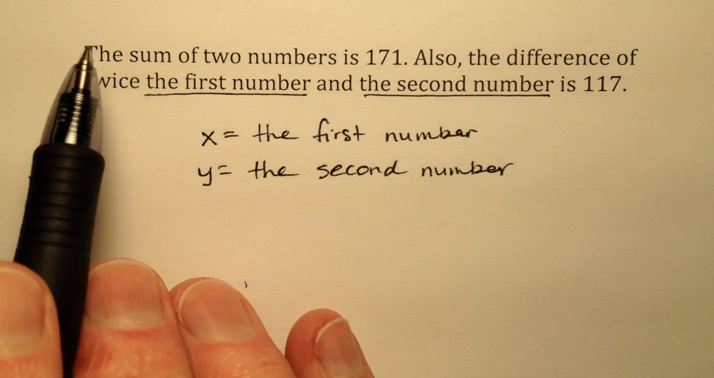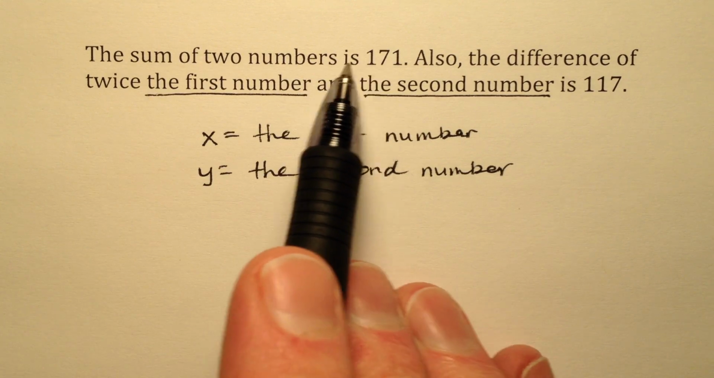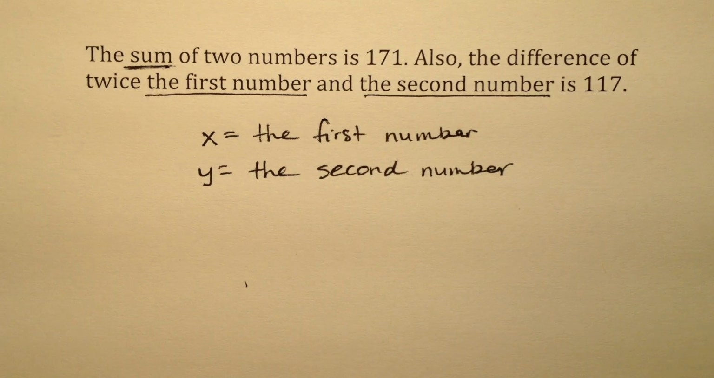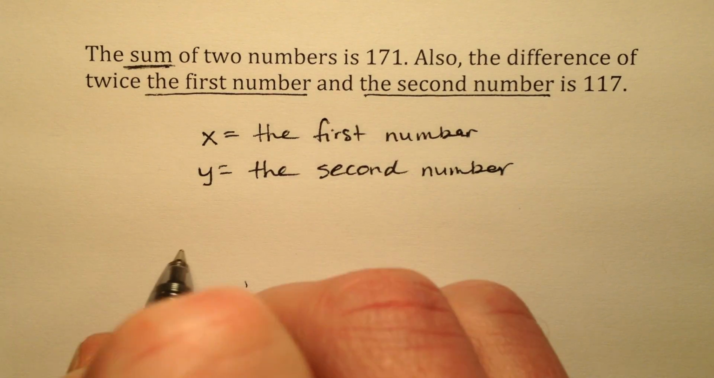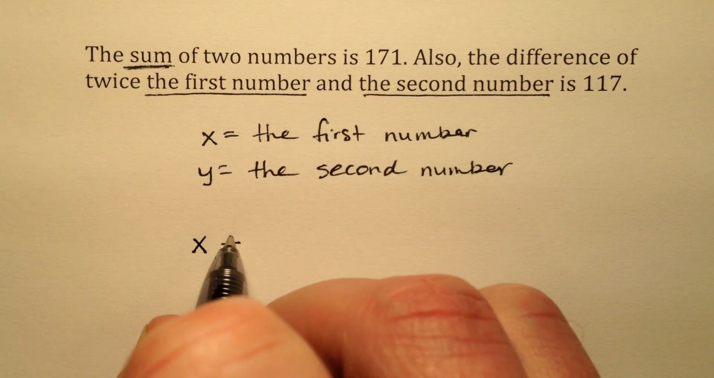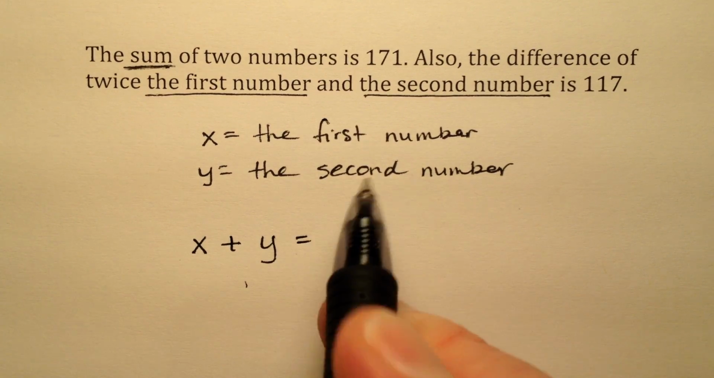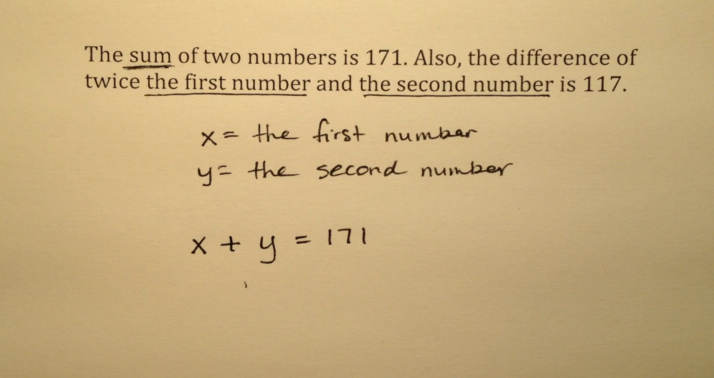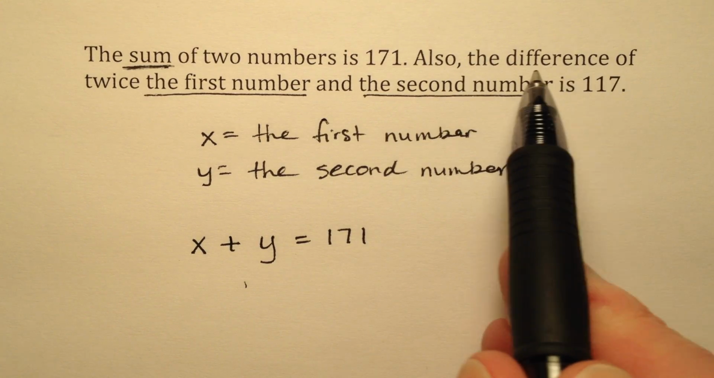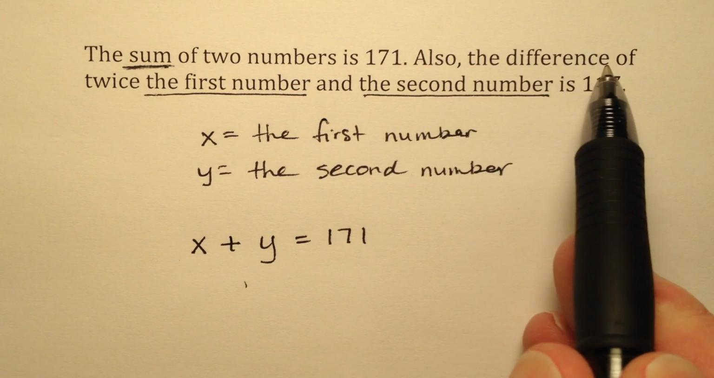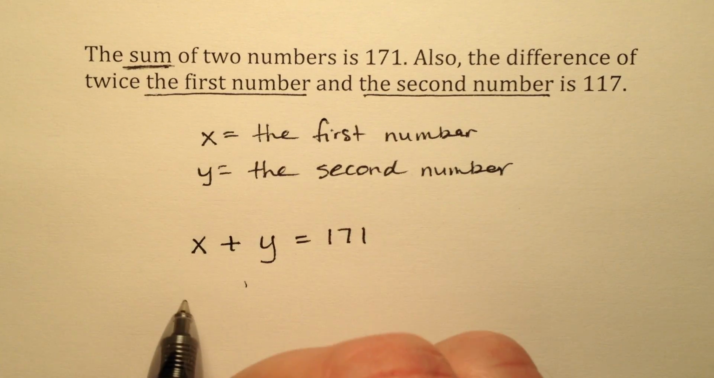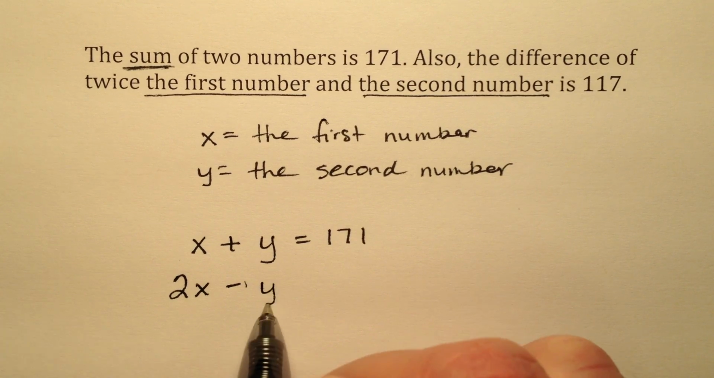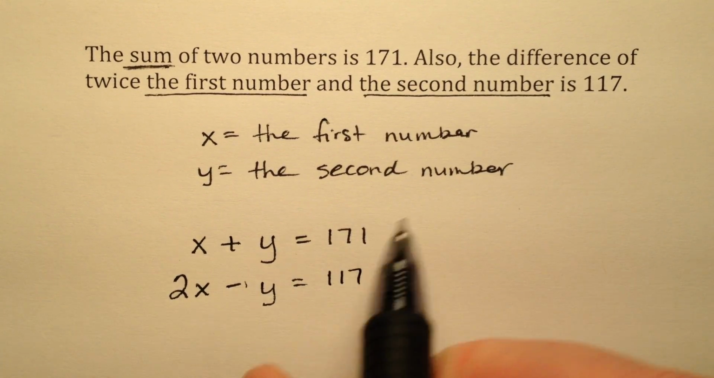So the first one says the sum of the two numbers is 171. So we have this word sum, which means we're adding two things together. So we're adding our two numbers, so x plus y, and the result is 171. Also, the difference, that means we're subtracting. So the difference of twice the first number, so twice the first number minus the second number, is 117.